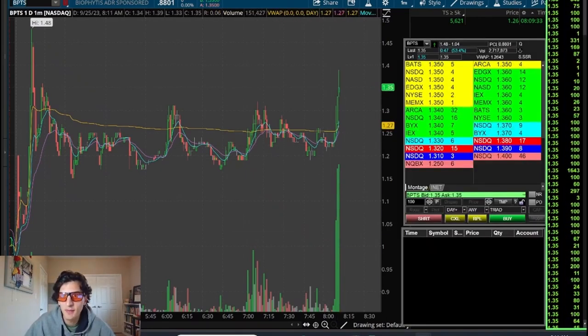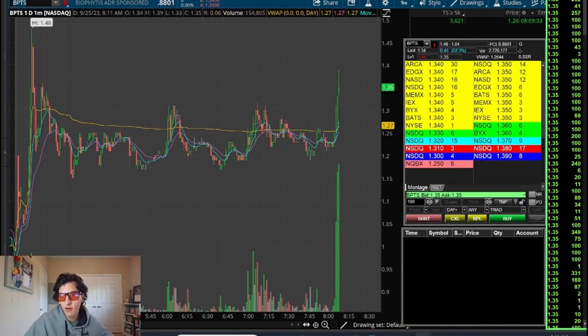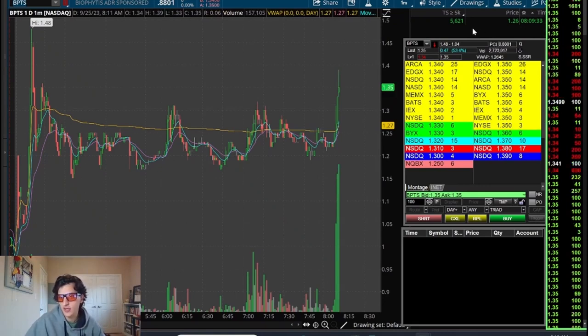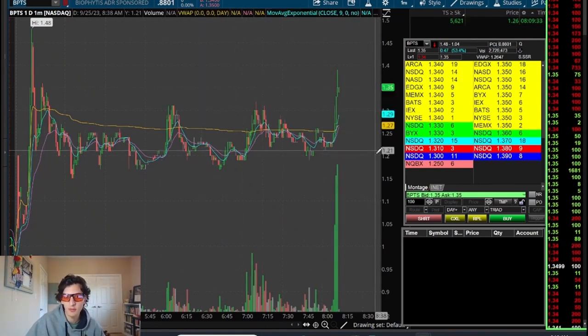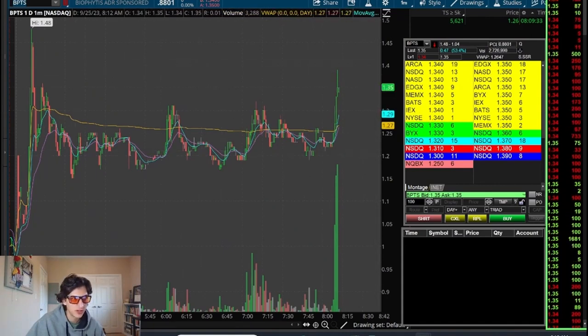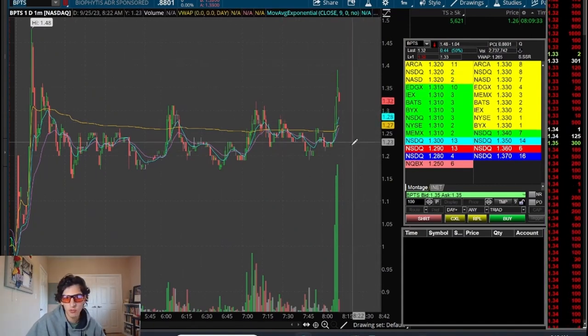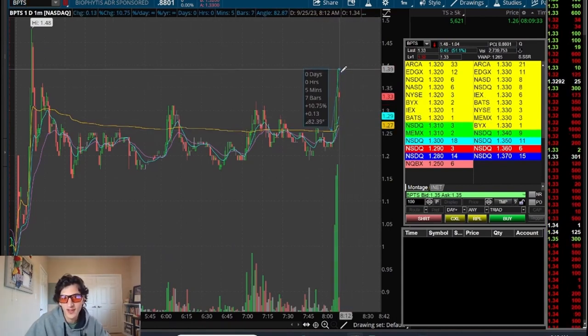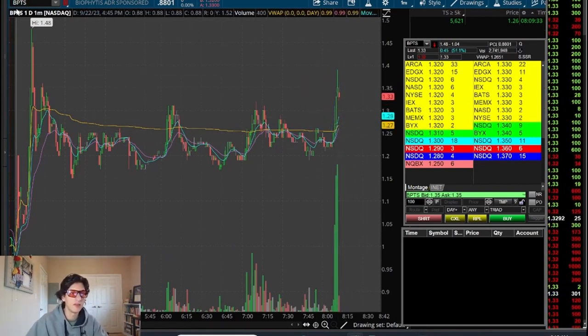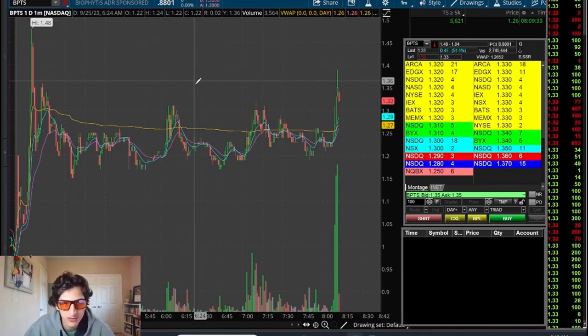Okay, so like we said, BPTS is starting to get a little bit of volume. See, now look at the tape. The tape is completely different than what we were seeing just a moment before. And this is what we mean about a little bit more volume, especially in conjunction with that low float, could really drive a move. So we had 1.26 up to 1.40. That's a 10% move. That's enough to make your day right there.